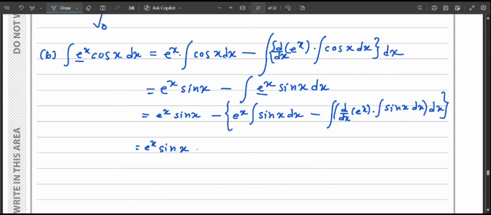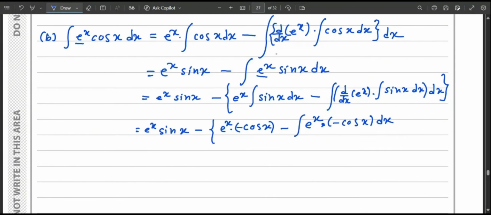This gives us e to the power of x sin x minus, inside the brackets we can simplify, e to the power of x into, we know the integration of sin x is equal to minus cos x. And on the last term we can simplify inside the integral sign: d/dx of e to the power of x is e to the power of x, and the integration of sin x is minus cos x, then we have dx, and we close the bracket.